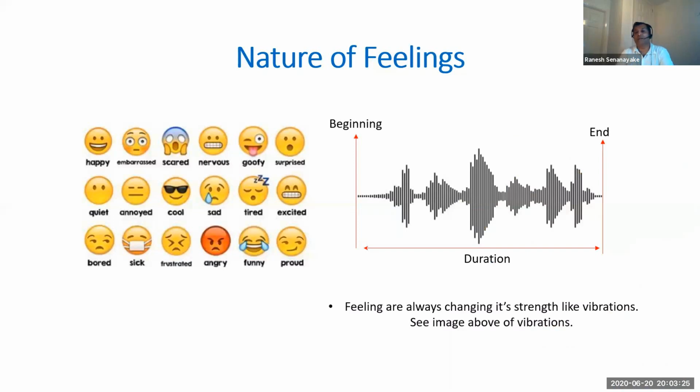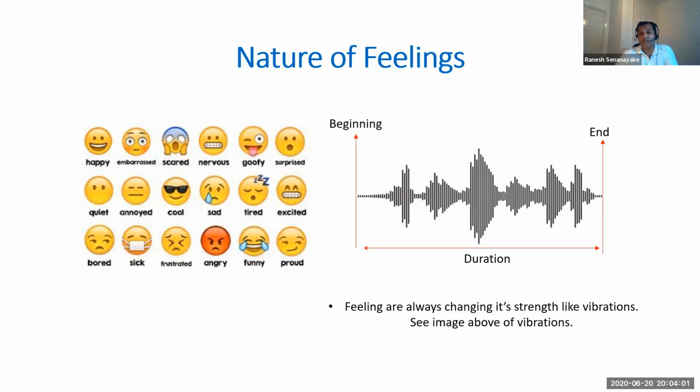Okay, so first of all, I want to explain the nature of feelings. What does it mean when we feel different feelings? As you can see, we feel different feelings like these: happy, embarrassed, scared, nervous, sad and angry, all sorts of emotions. We give labels to them. But if you remove the label, underneath all the labels, it's all made of energy.